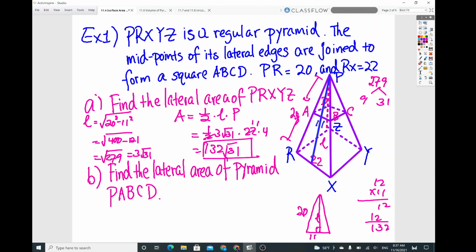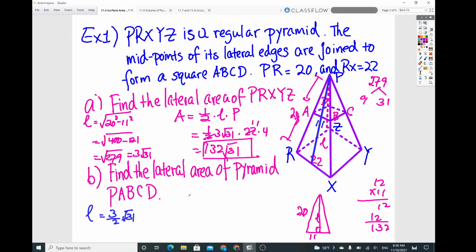And the same thing happens with the slant height. By using proportionality, the common ratio is 1/2. So the slant height here would be half of 3 root 31. So the slant height for this one would be 3 over 2 times root 31, because that's the common ratio, 1/2. And the side length of the square is 11.